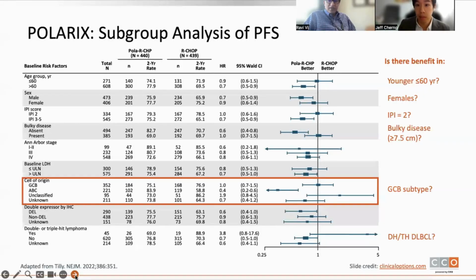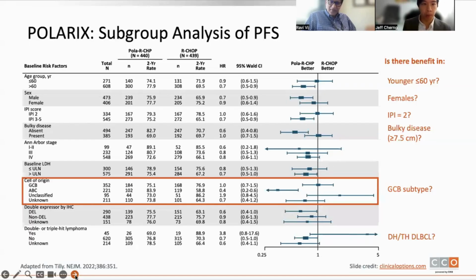So in your own practice, are you using it in select subgroups? Have you shifted wholeheartedly, or are you not using it at all? So it's a good question and an area of hot debate, particularly with regards to cell of origin subtype. As I mentioned previously, a lot of the novel agents that we've been trying to move up to the front line in DLBCL may have some preferential activity in ABC subtype DLBCL, and there is some thought that polatuzumab vedotin does fall in that category.